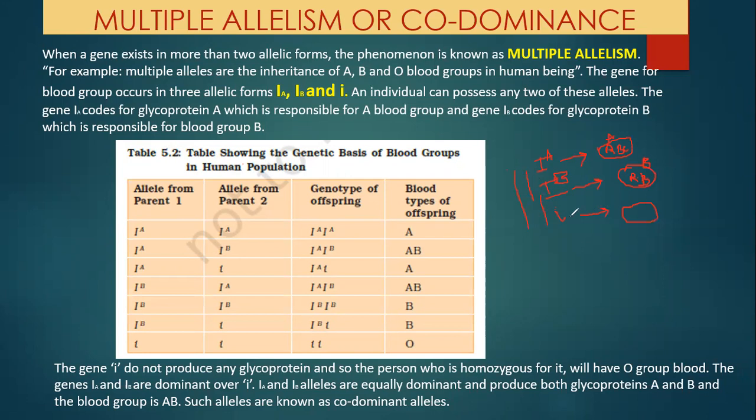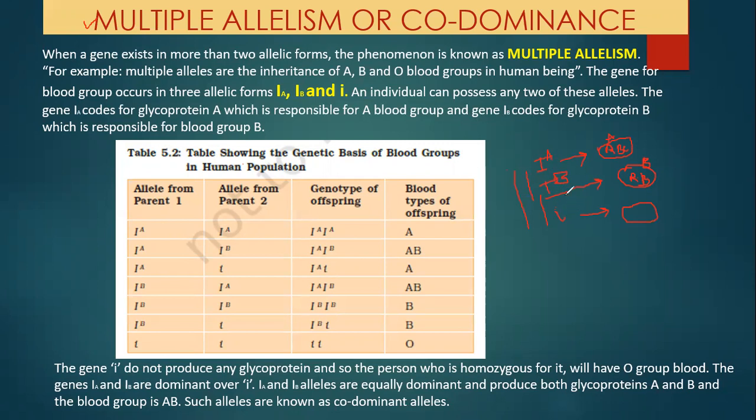This is what is called multiple allelism. Multiple alleles means many alleles. For a particular trait, that means for coding of a blood group, there are not only two alleles, but three alleles present. So more than two alleles are present within the population. You can't check it in a single individual. If you check many individuals within the population, then you will come across all these three alleles.